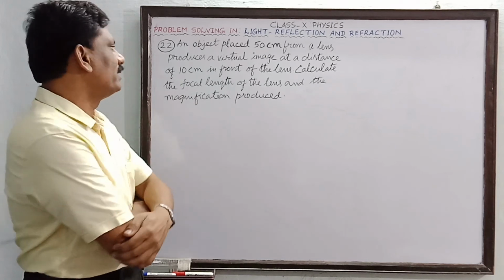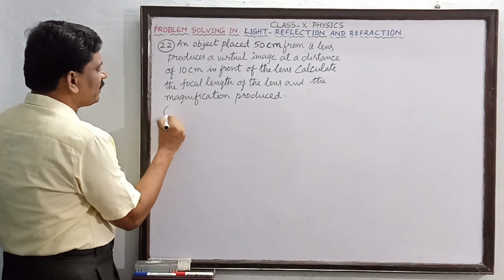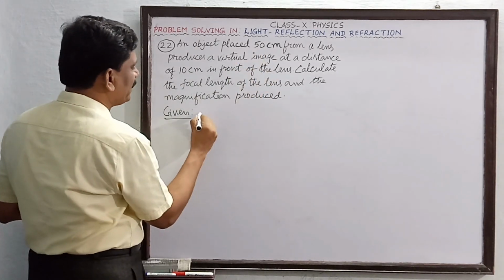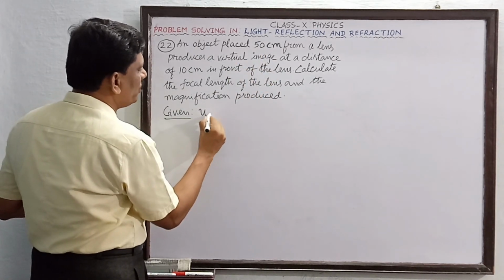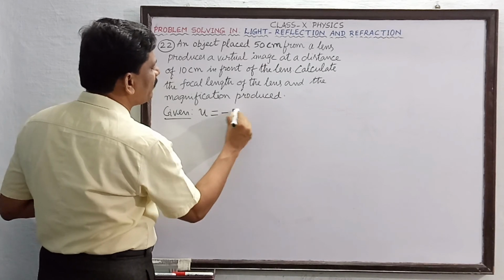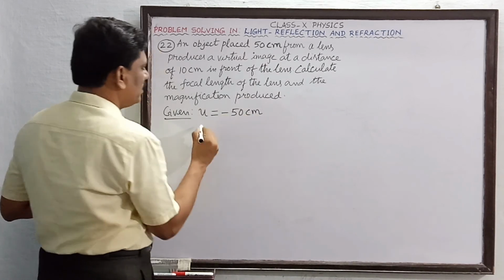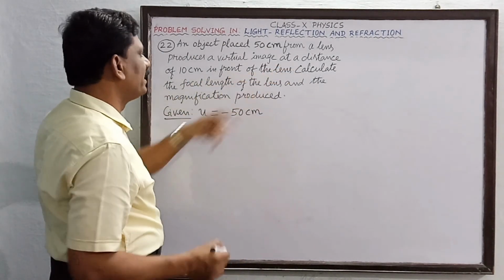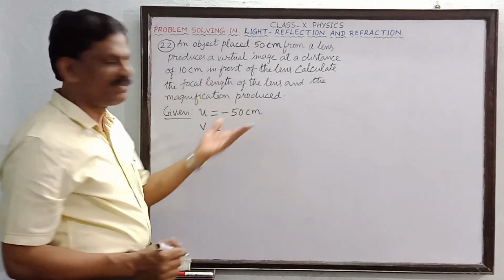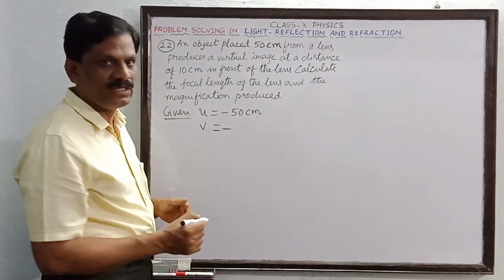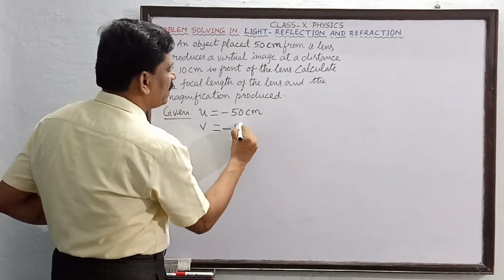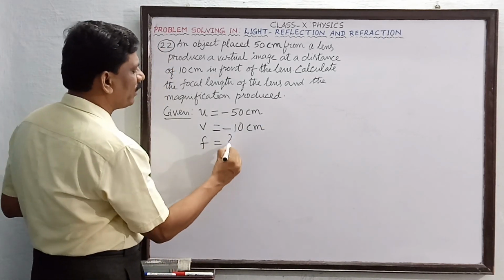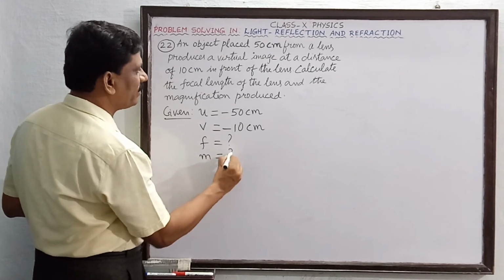Understand? Okay. So what are the given quantities? First of all, the object distance is given as 50 centimeter. So object distance u is equal to minus 50 centimeter. Where is the image formed? At a distance of 10 centimeter in front of the lens. Therefore it is also negative, and its distance is 10. So v is equal to minus 10 centimeter. We have to find the focal length and the magnification.